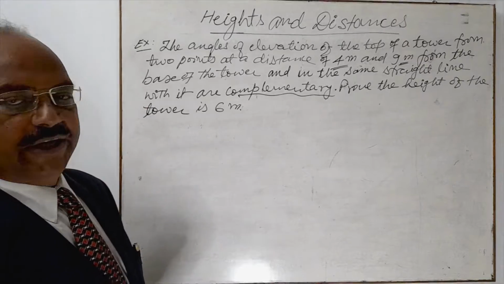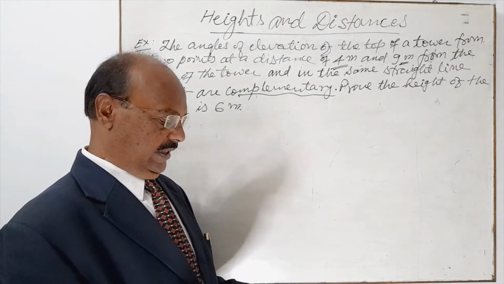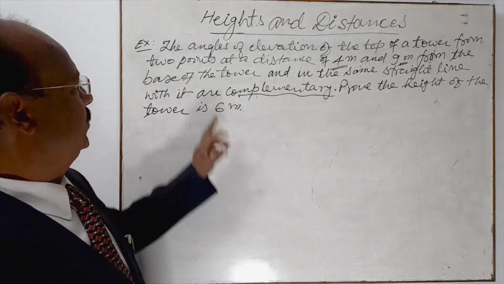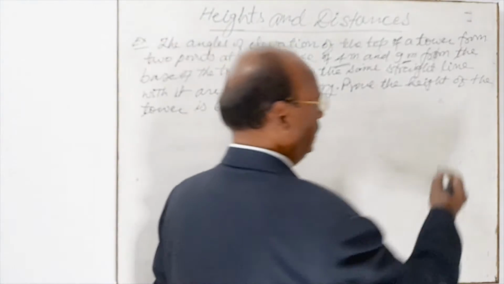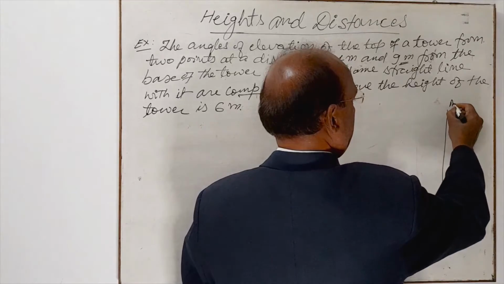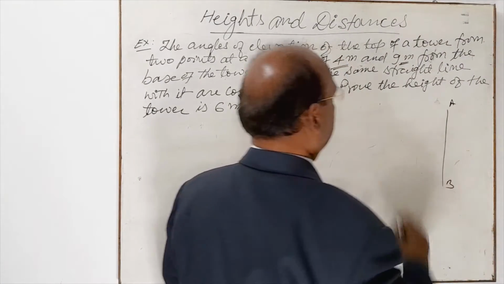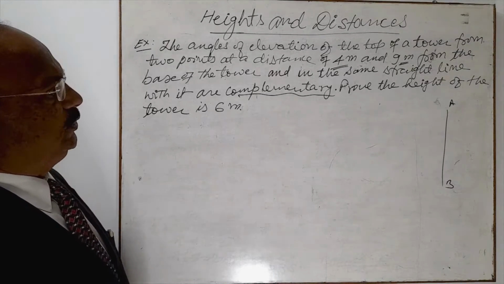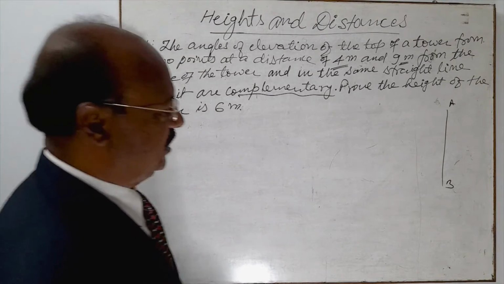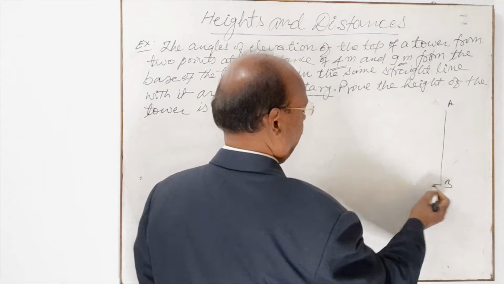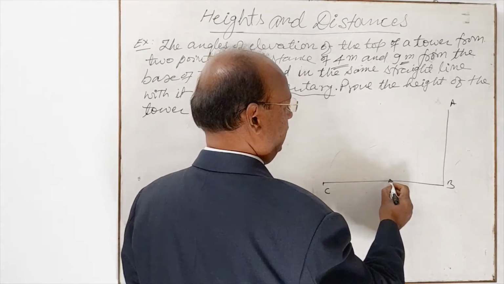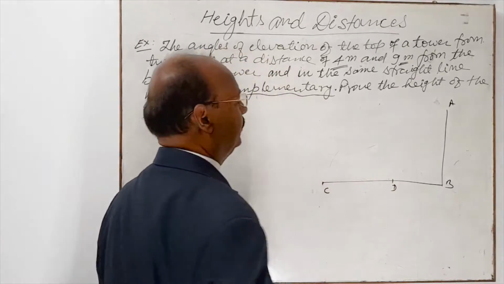So first of all, try to make a diagram. Then this question will be very clear with the help of this diagram. So one tower is here. Suppose AB is a tower and there are 2 points on the same side of the tower. Suppose one point is C here and another point is D.